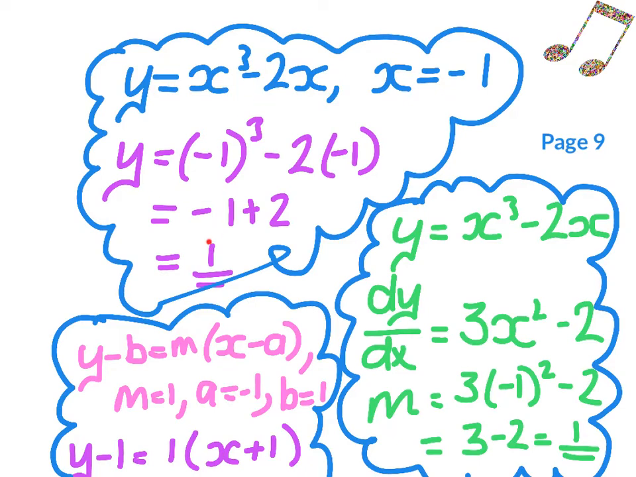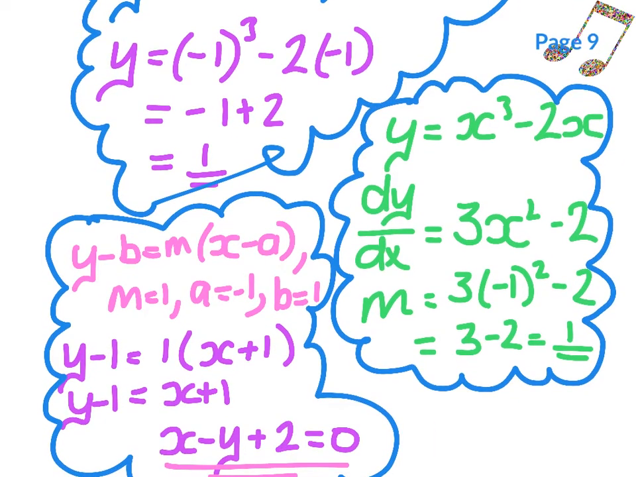calculated the y coordinate and we used the original function for that, because this point that we're trying to find is on the original function. Then we calculated the gradient. To calculate the gradient, we differentiated the function and substituted the x value into the derivative rather than the original one, and this gave us the gradient.